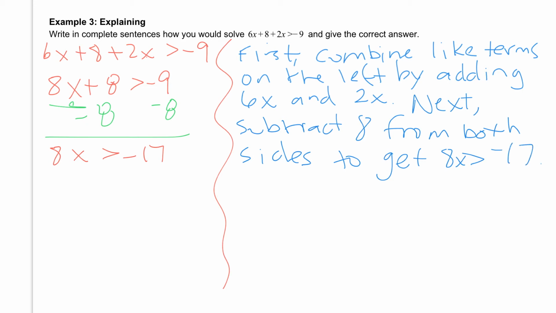Now if I come back over to the left, the next thing I have to get rid of is this 8 that's being multiplied, and the opposite of multiplication would be to divide. So I'm going to divide by 8 on the left, which means I also have to divide by 8 on the right. And I get x is greater than negative 17 over 8.